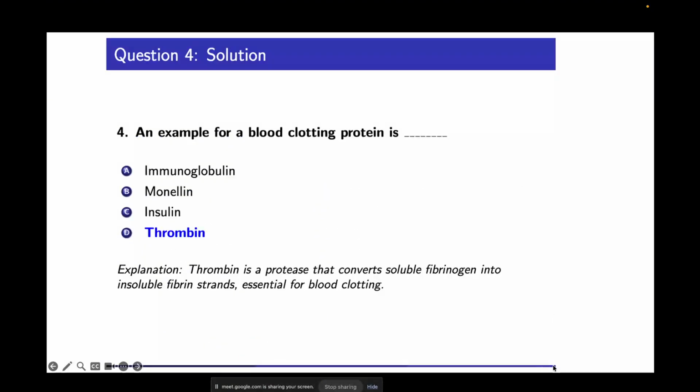Thrombin is a protease and it converts fibrinogen to fibrin, which actually forms the mesh-like structures, which prevents the blood from flowing out, which is actually the clot. So the fibrinogen is soluble and the fibrin is insoluble, which forms the mesh and forms the clot. So yeah, thrombin is very important. There is another version of thrombin which is called prothrombin, from which thrombin is derived as well.